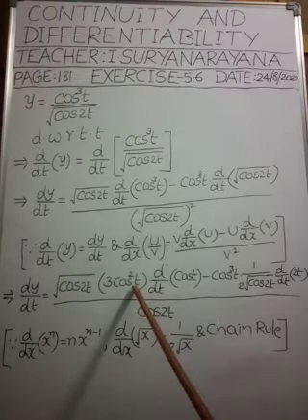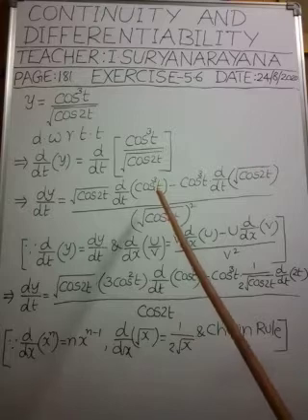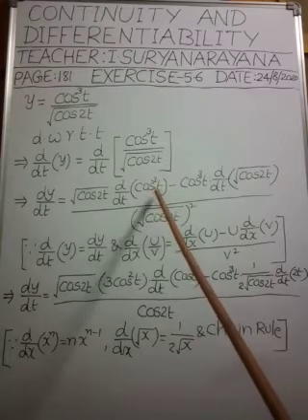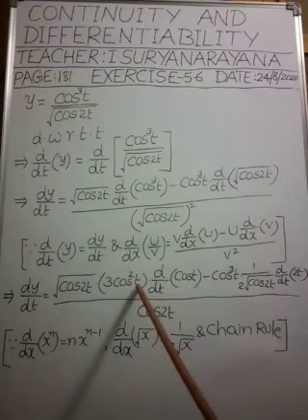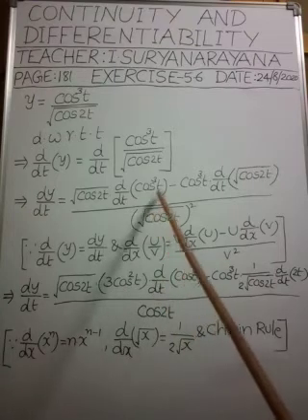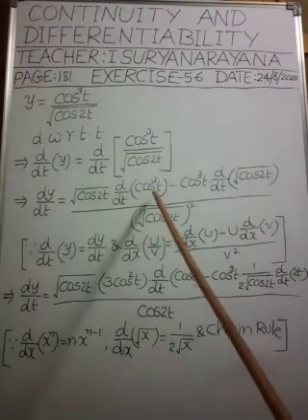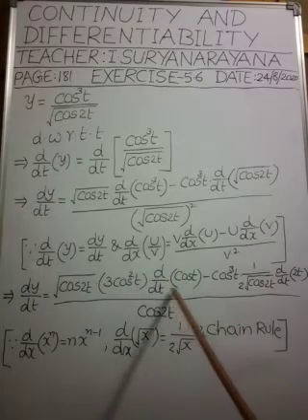We applied d by dx of x power n formula to this one by assuming cos t as x in your mind, and n is equal to 3. So 3 cos square t. Understood this part, my children? Right, into d by dt of cos t, because we assumed here cos t as x in your mind. So we differentiate that function. Understood this part, my children?